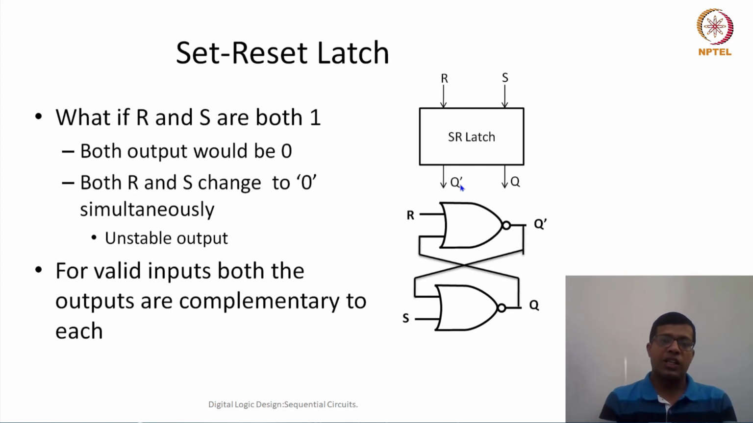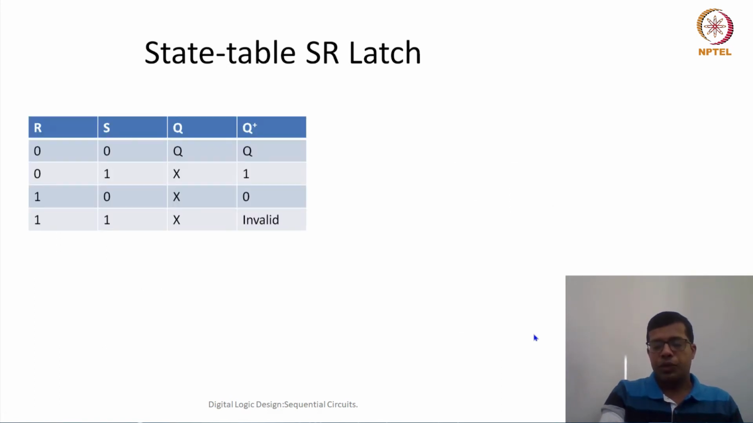Okay, so with this we can also confirm that, because we are saying that both R and S can never be 1, this gives us a corollary that the outputs are always going to be complementary, if we consider that an invalid case. So in other words, we can write this whole state table.